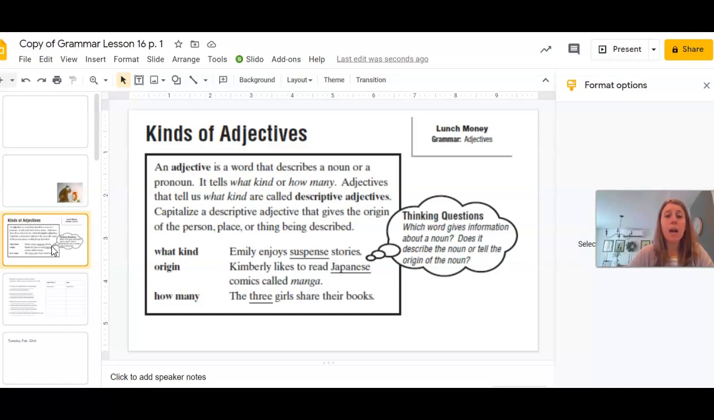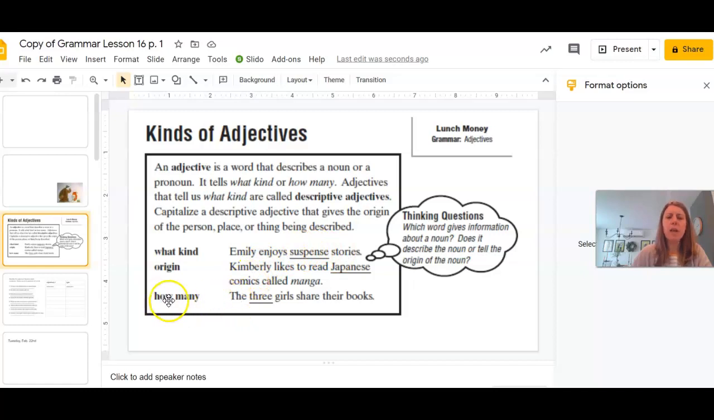Adjectives that tell us what kind are called descriptive adjectives. Capitalize a descriptive adjective that gives the origin of the person, place, or thing being described. I'm going to show you an example of what that means. So, what kind? Emily enjoys suspense stories. What kind of stories does she enjoy? Suspense stories, stories that keep her on the edge of her seat. So suspense describes the type of stories, or what kind of stories Emily enjoys.